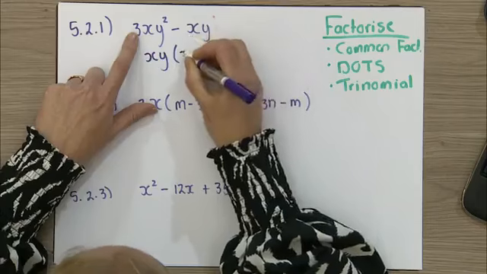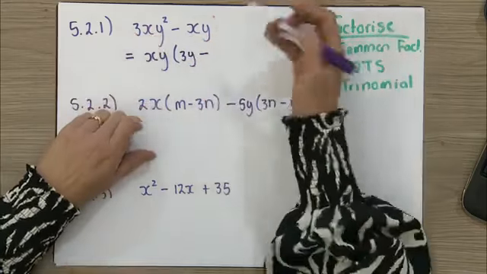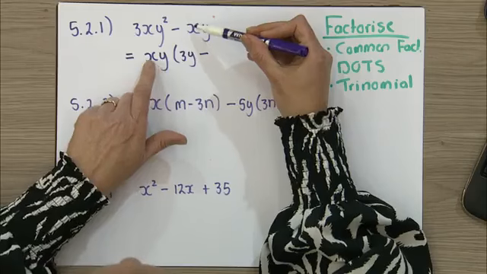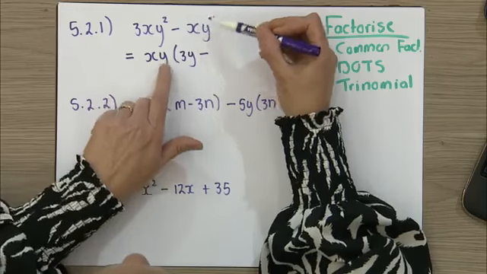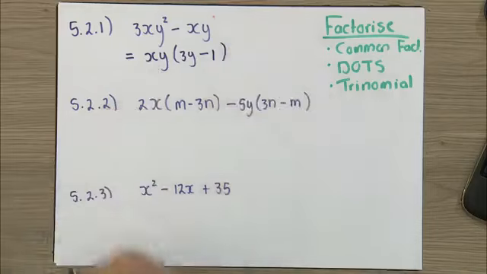There's left a 3 and a y. Minus. Now, in the second term, I'm taking the x and the y. So how many times does it go in itself? It goes in itself once. And there it is factorized.